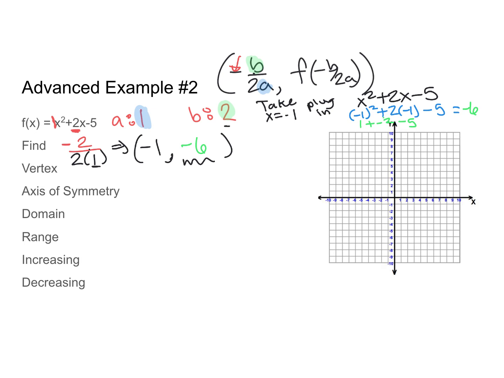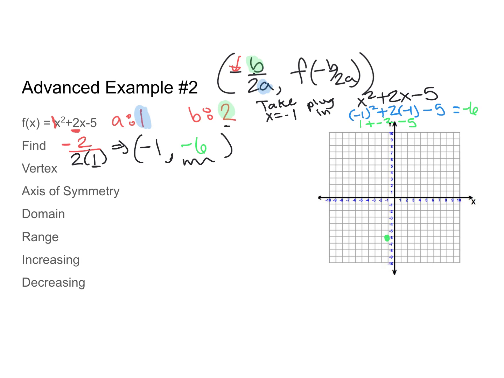Now I know that some of you had that completely correct. You sent me a message, so that's cool. Okay, so now I'm going to plot my vertex. So negative 1, negative 6 is down here.